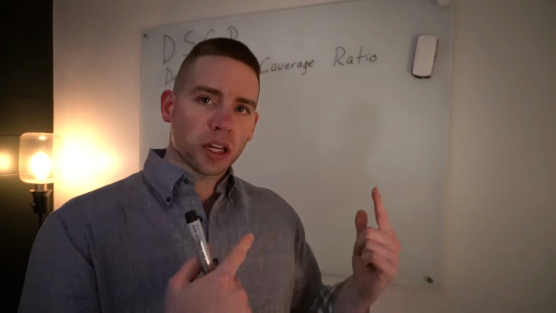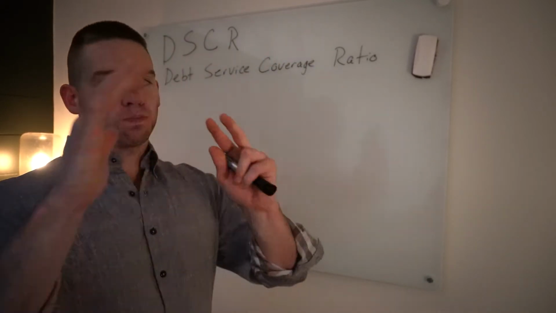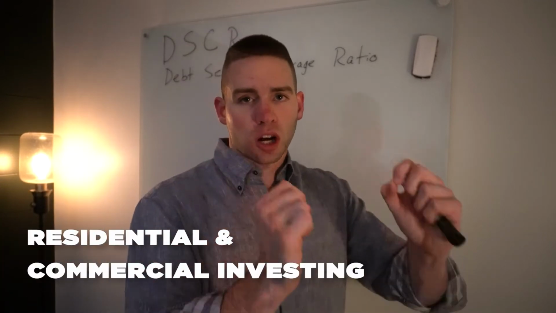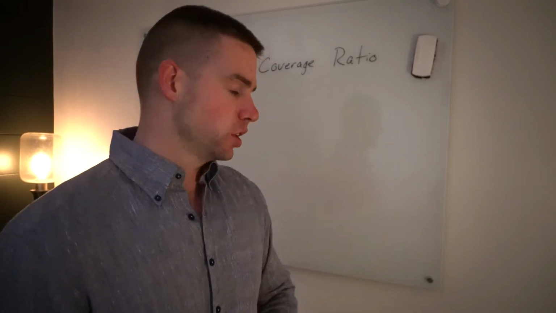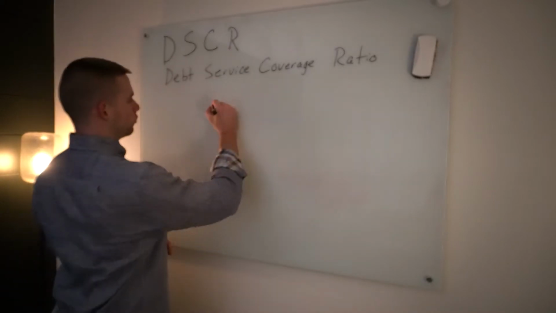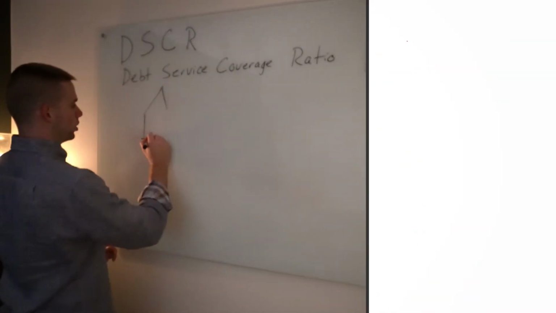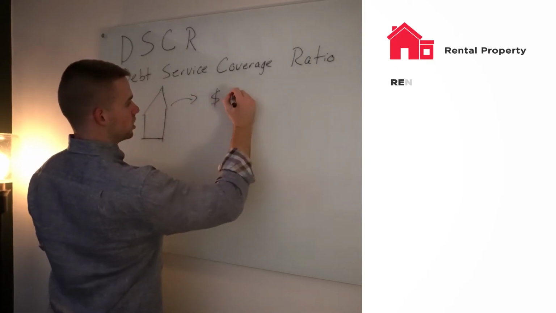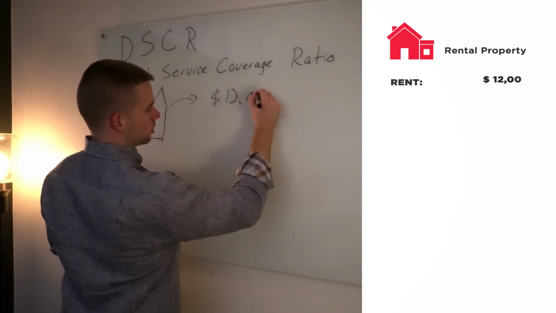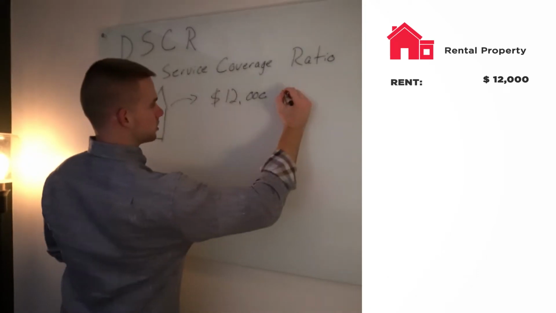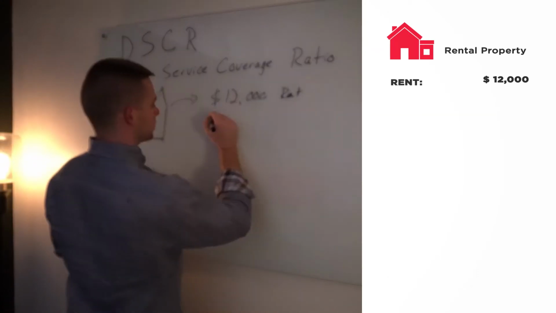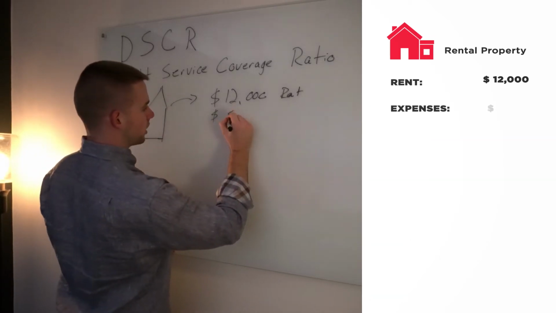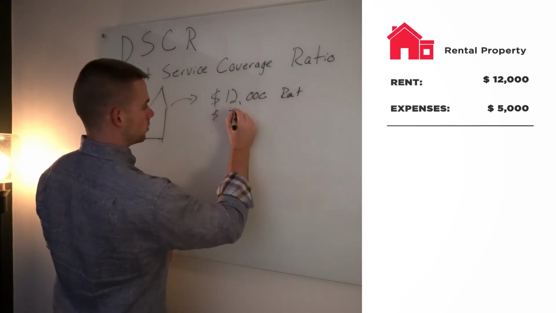So let's dive into some quick numbers real quick. Just a preview, we're gonna be talking about this for residential investing, we're gonna be talking about this for commercial investing and the differences between the two, okay? So let's go over real quick, let's say we have a rental property, okay? And let's say this rental property produces $12,000 a year, okay? Let's say that's its rent. Let's say its expenses are, I don't know, let's say $5,000 a year, okay?